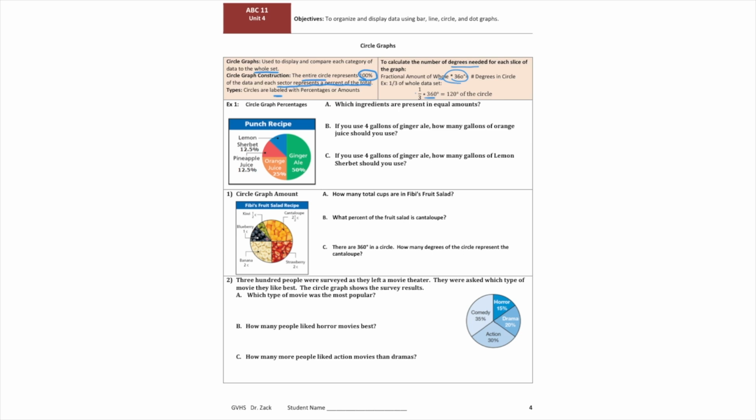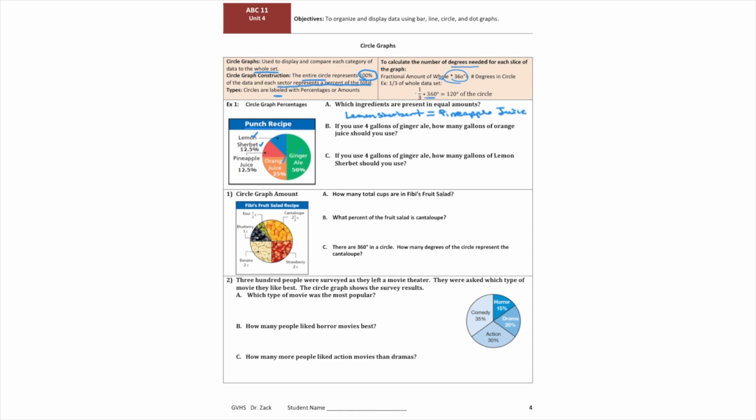For example 1, notice we are making some punch. There are 4 ingredients: your ginger ale, your orange juice, your sherbet, and a little bit of lemon. Now, which ingredients are present in equal amounts? Look at your graph, see which ones have the same pie shape. And what you'll notice is that would be your lemon sherbet, and you also have your pineapple juice. Those are equal amounts. Lemon sherbet and pineapple juice.